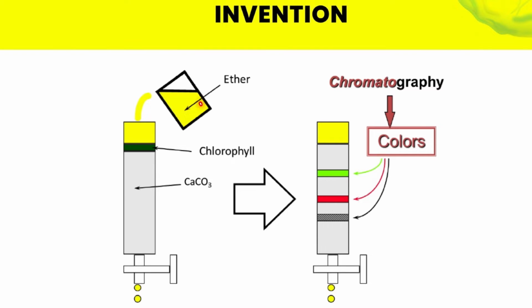When he added ether, then under the action of gravity, the ether, by dissolving things in it, moved through this column. As it moved, it was noted that different colors were formed. Due to these colors, the name chrome came into existence, and the word graphy means to draw. So a pattern of different colors was obtained. That is why this technique is called chromatography.